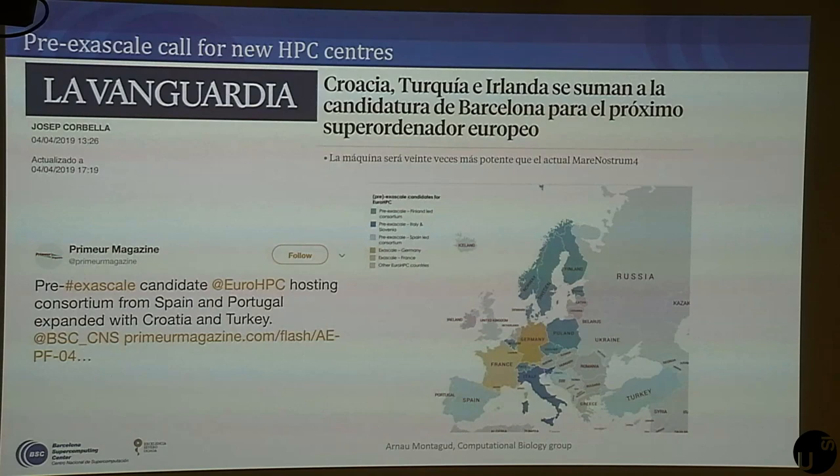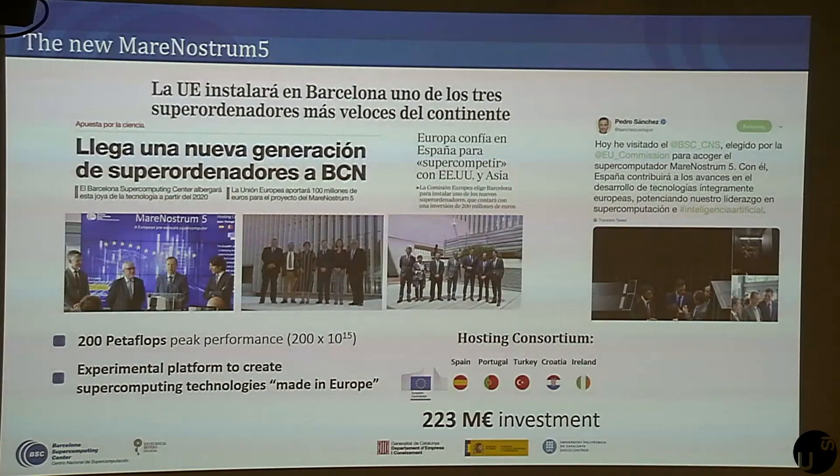I think among them Switzerland, CSC, if I'm not mistaken. And there was another one with Italy and Slovenia, those two. And then there was another with Spain, Portugal, Turkey, Croatia, and I think also Ireland. So there was this call, and then they split the finance between those consortiums so that each one of them could build a pre-exascale computer.